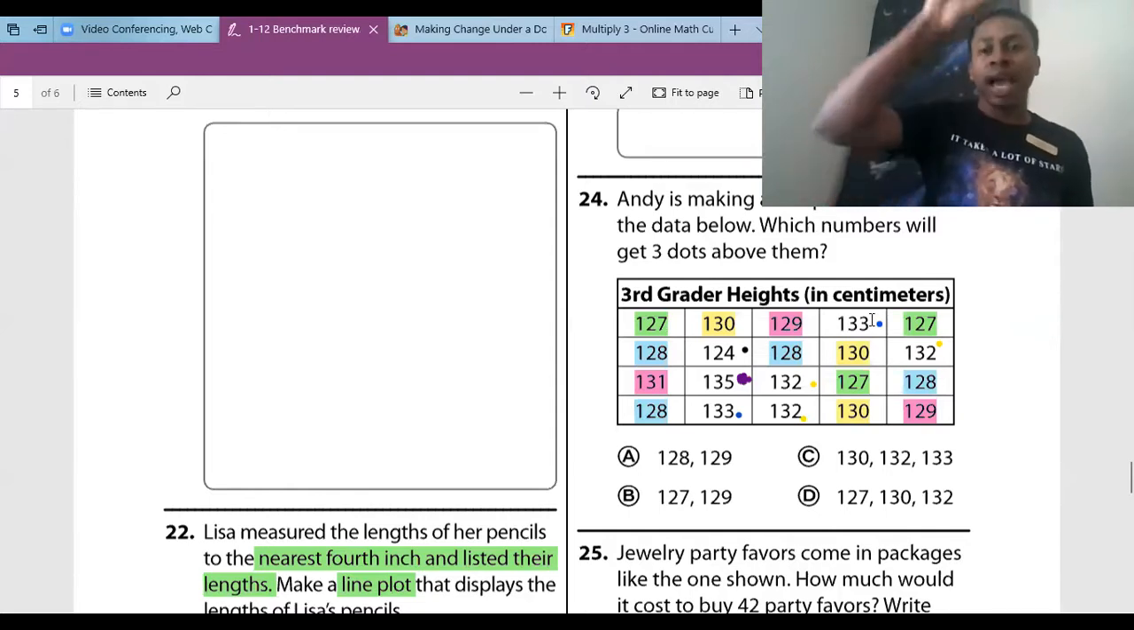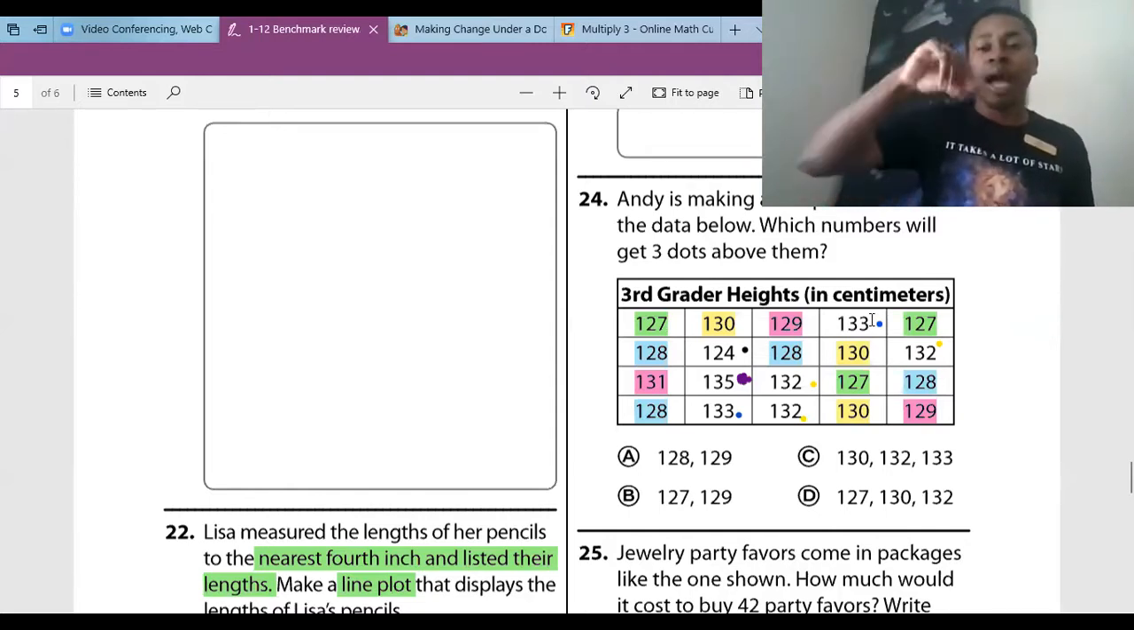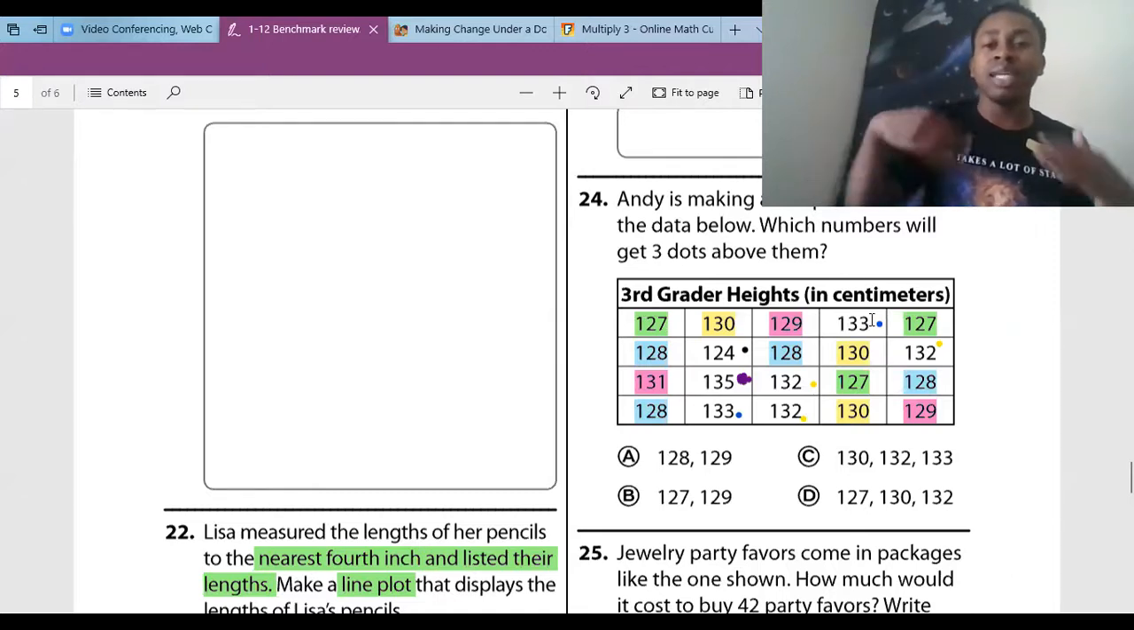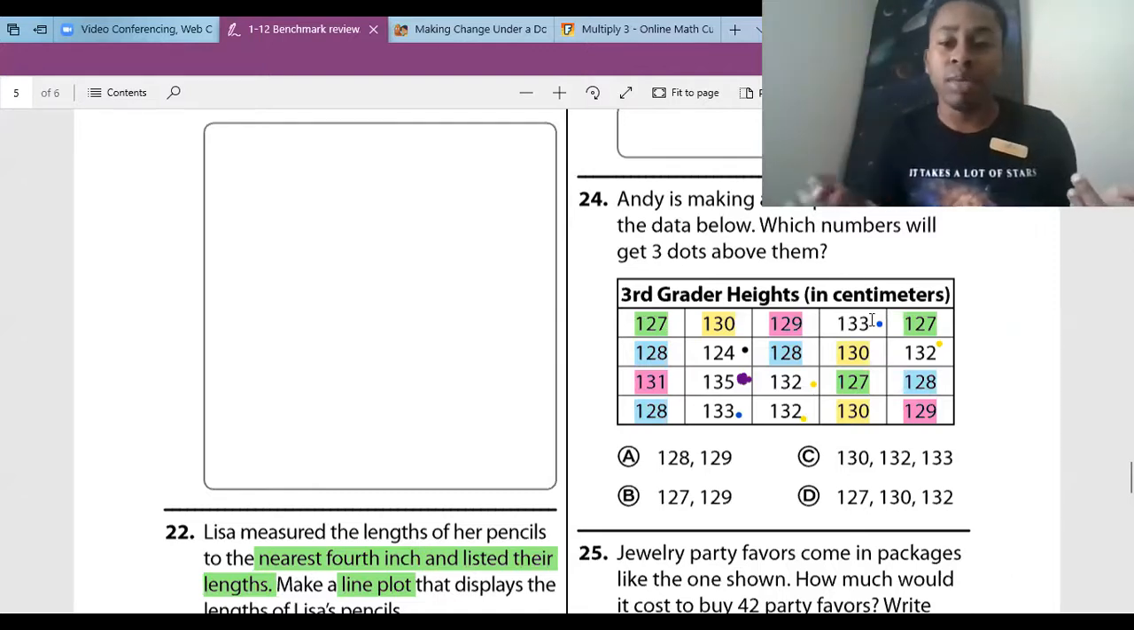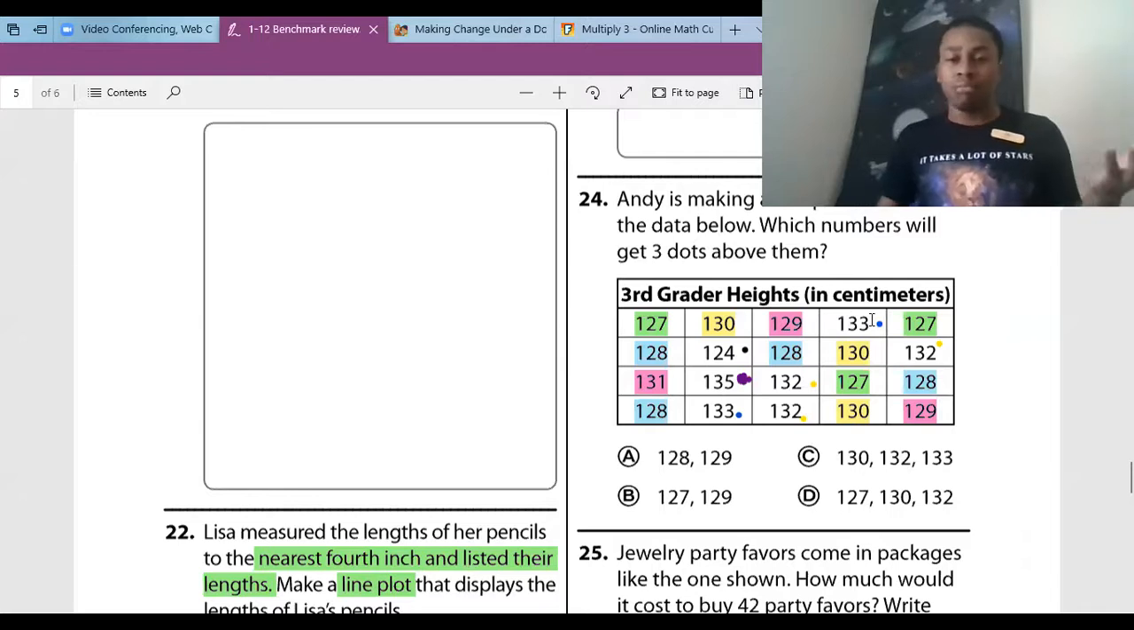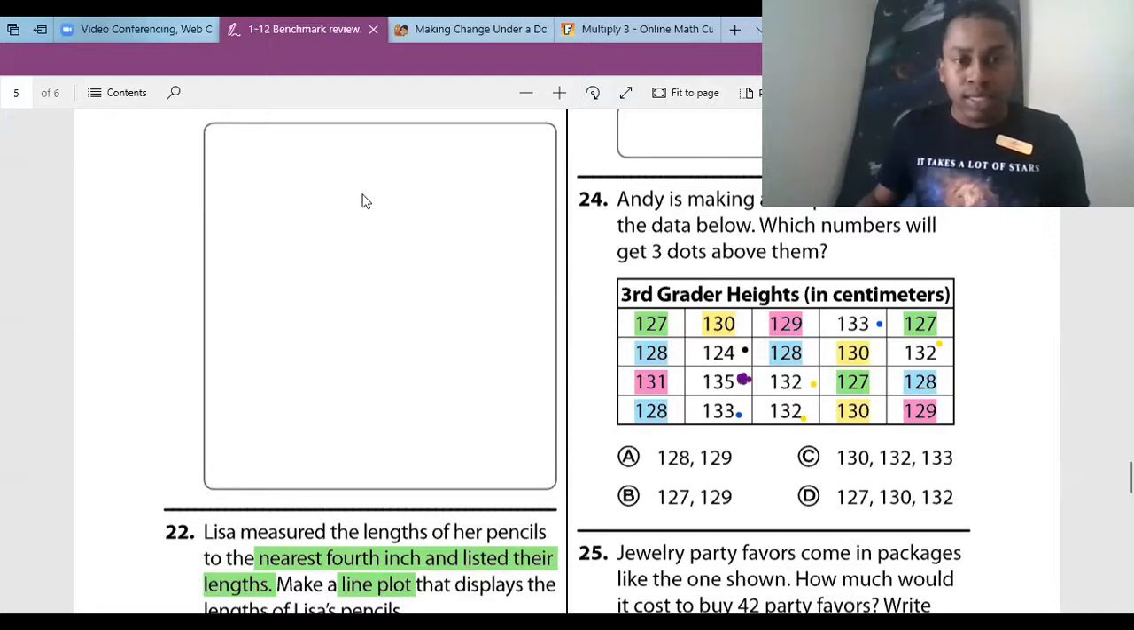And then I would go back and see how many dots are above that number. How many times is the number being repeated? Is it being repeated 3 times? That's what I'm looking for, because I need 3 dots above them. And my answer should have been D, 127, 130, 132.